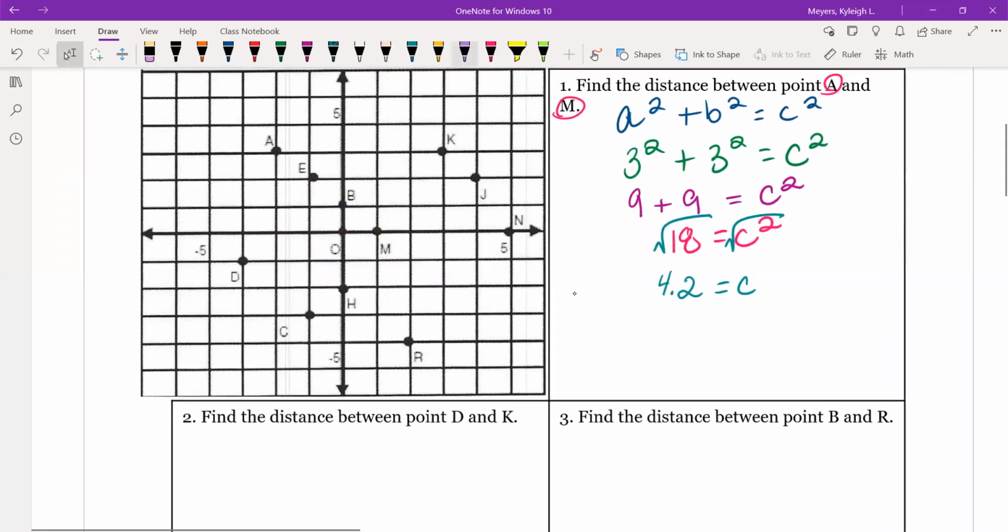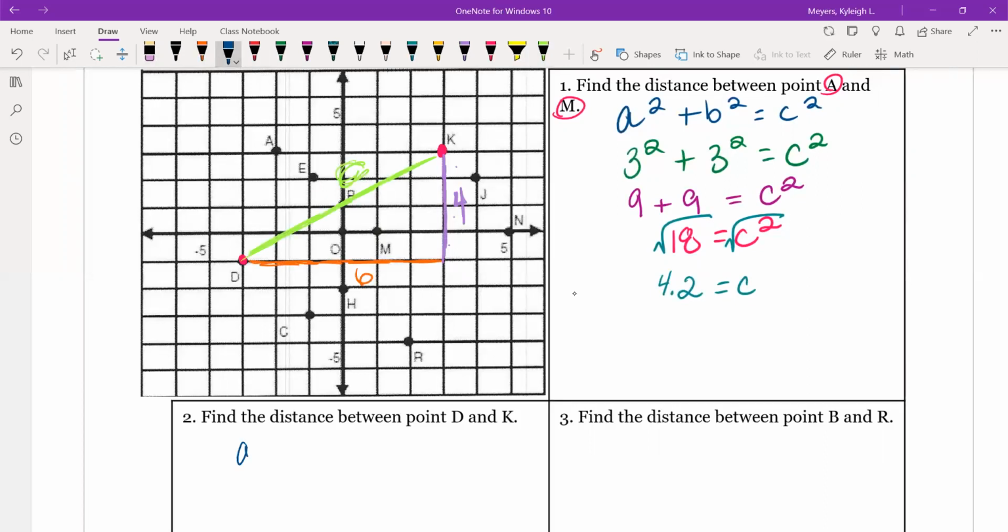We want to find the distance between D and K. Well, we have to find those first. D is over here. K is over here. Connect the dots. We go down a bunch. So we go down 1, 2, 3, 4. And we go over a bunch. 2, 3, 4, 5, 6. We go over 6. And we always want to find the hypotenuse. So we want to find C.